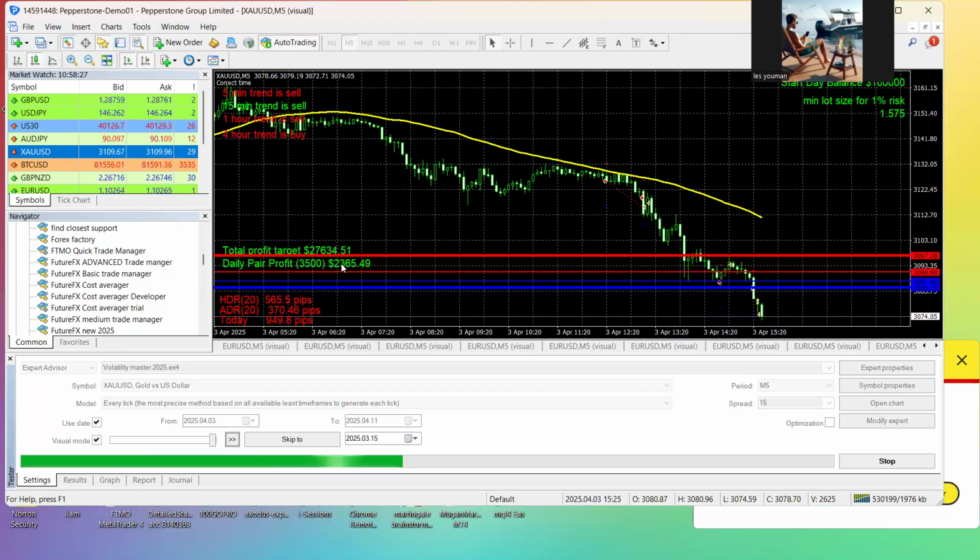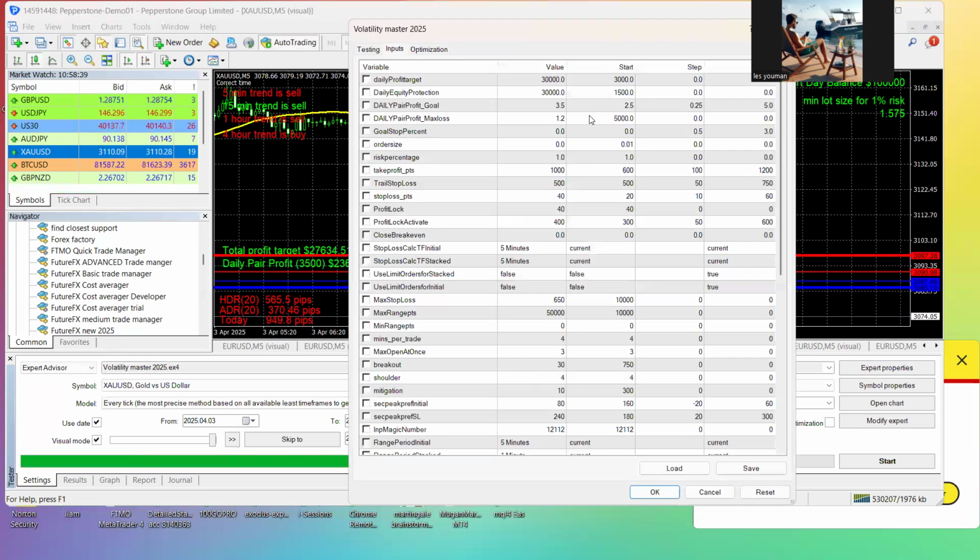And we took 2.3% profit, so there was nothing wrong with that at all. But I am going to adjust a few settings here just to show you. And I'm just doing this off the cuff. I haven't practiced it beforehand.